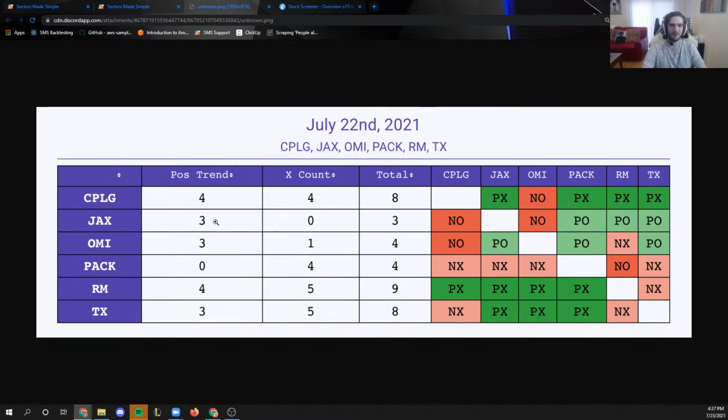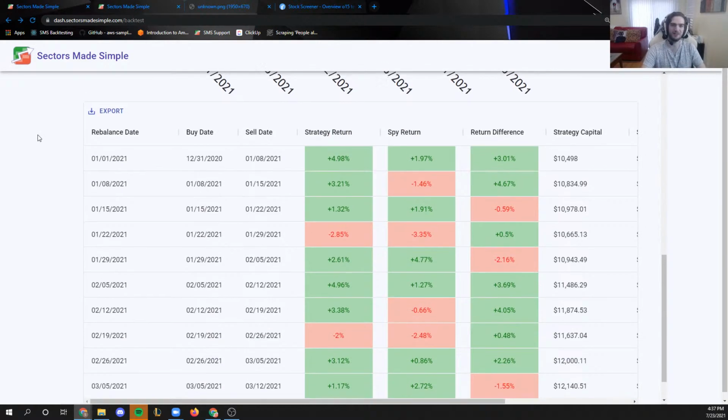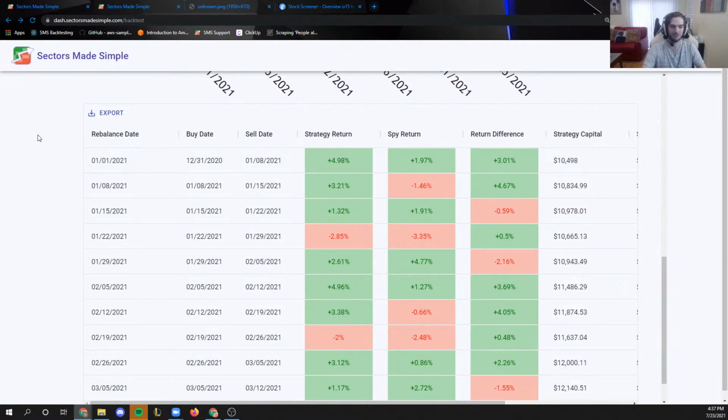So that is our intermediate person. They know how to read the matrix. They know how to understand what it says. And they've started to play around with backtesting and custom matrices, and also using FinViz to choose leading companies within these top sectors.